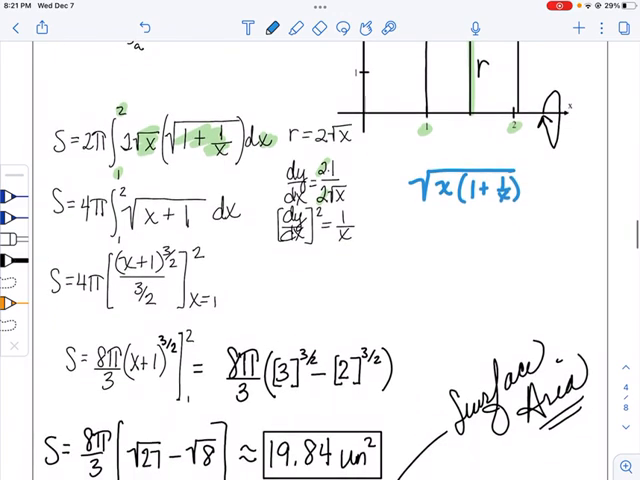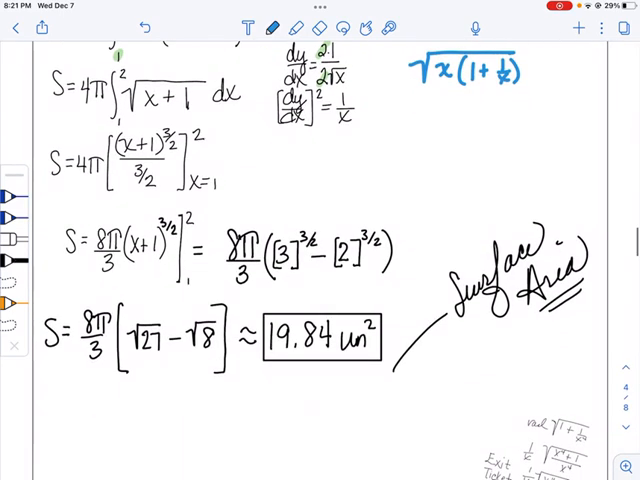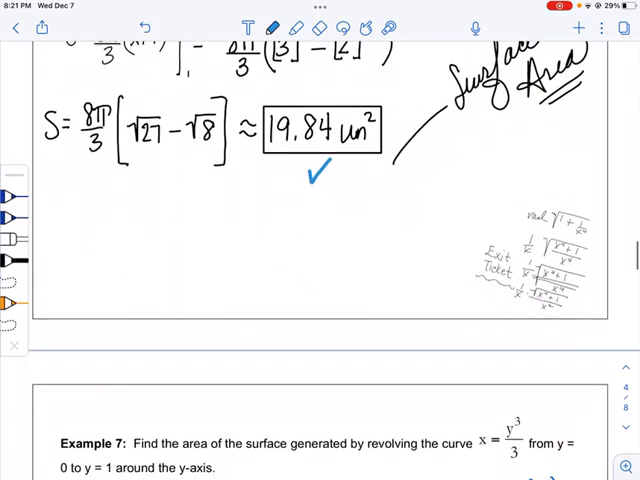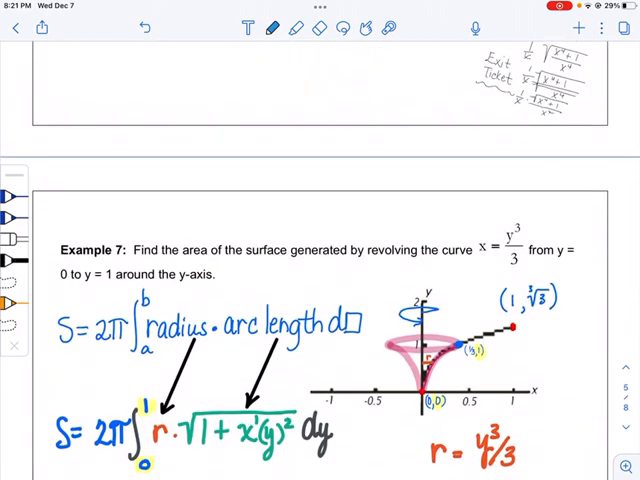The integral is quite easily done here. Now, I didn't do a u substitution where u was equal to x plus 1 and du is equal to dx. I just kept them all in x's, and then I plugged in 1 and 2. It turns out I get that the surface area is 19.84. Okay.